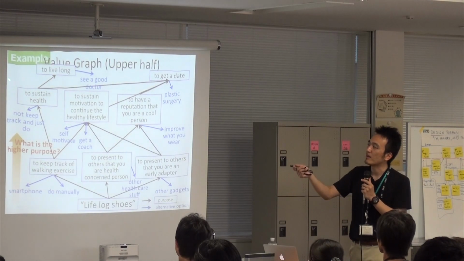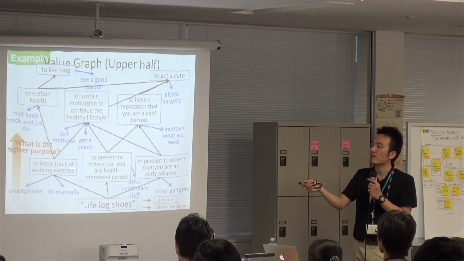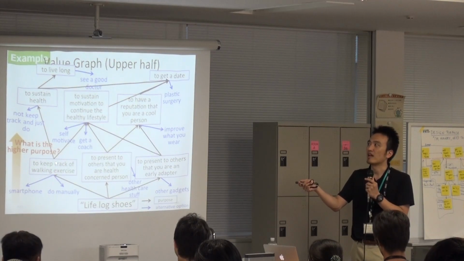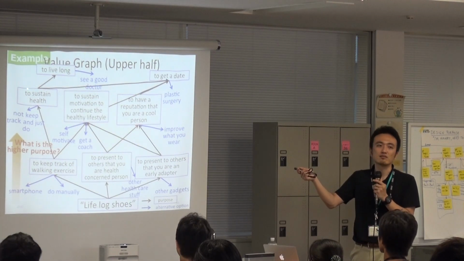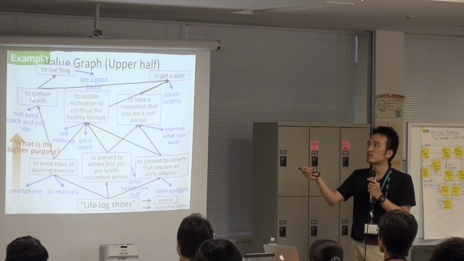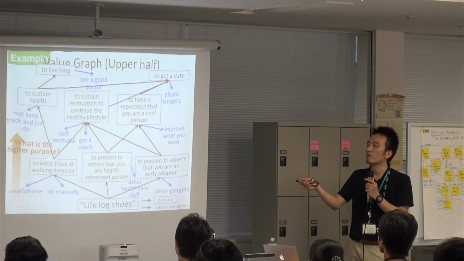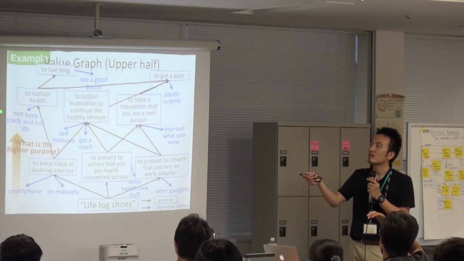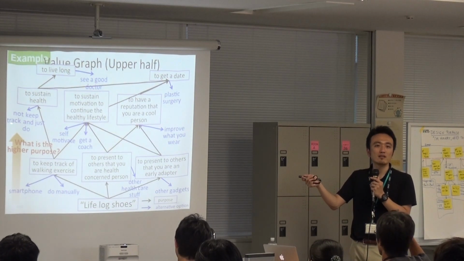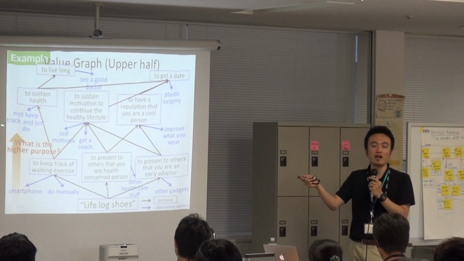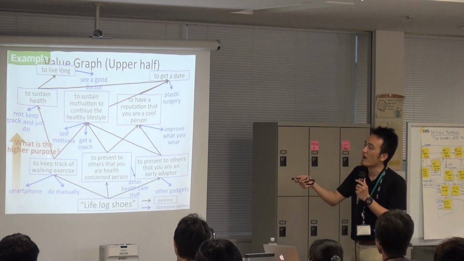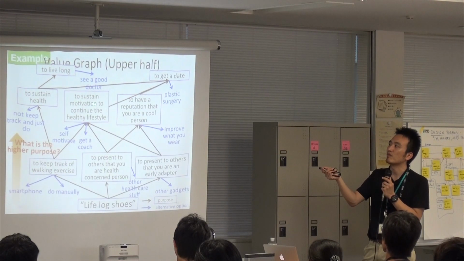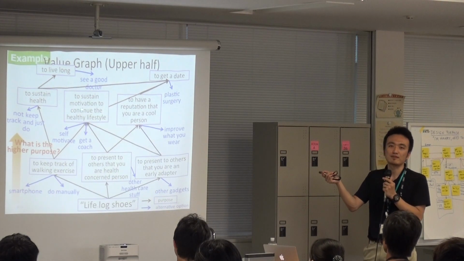I'm going even higher. To keep track of walking exercise, what is the higher purpose for that? And here, to sustain health, right, is one. And to sustain health, keeping track of walking exercise is one option, but not keeping track and just doing it, right? No record, just do it, okay? And some other higher purposes are found: to sustain motivation to continue the healthy lifestyle.